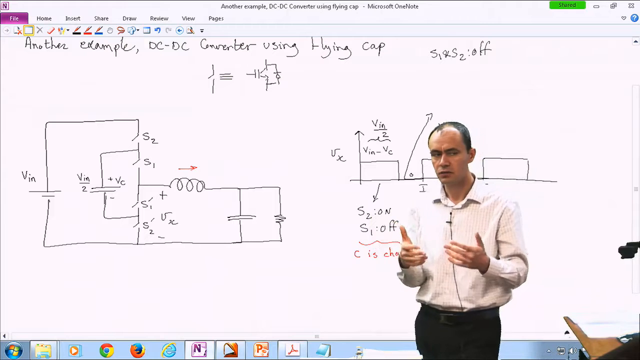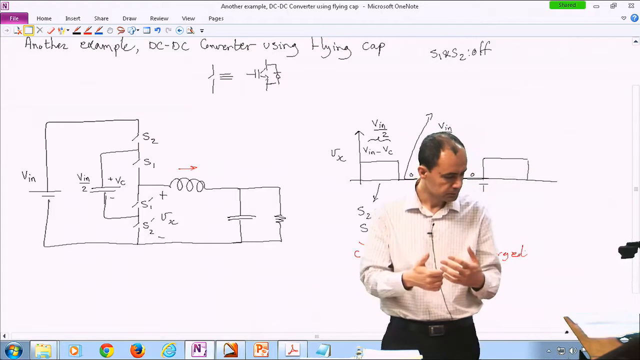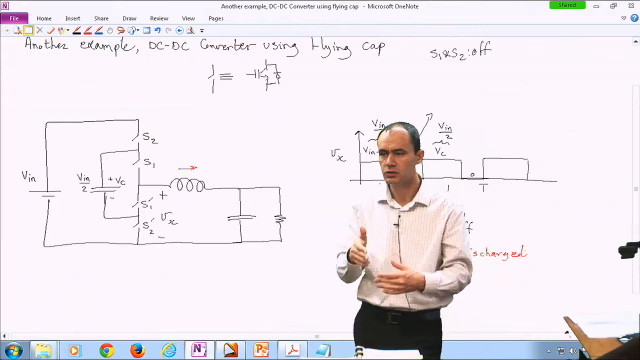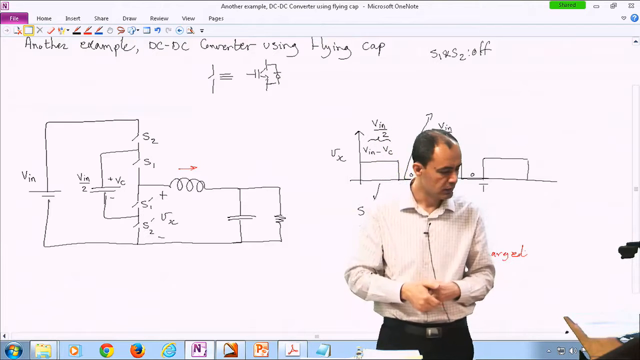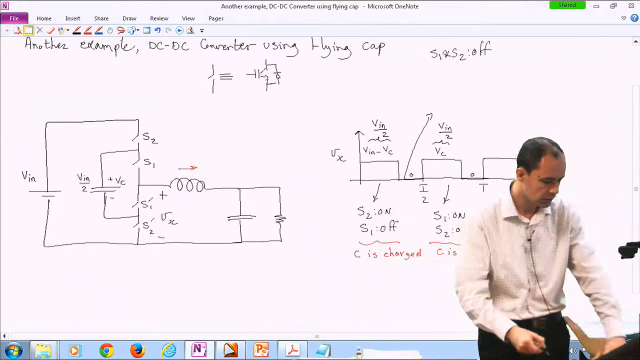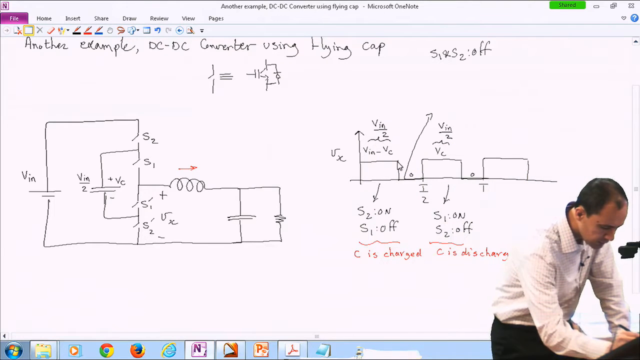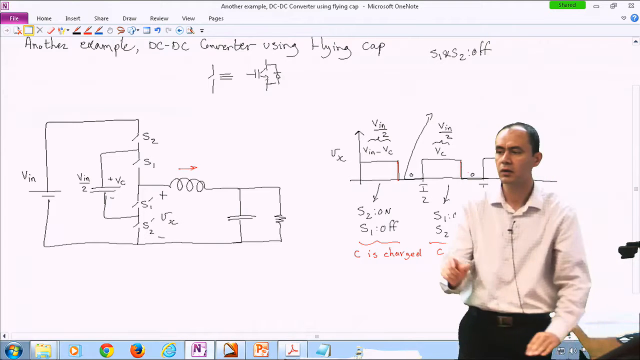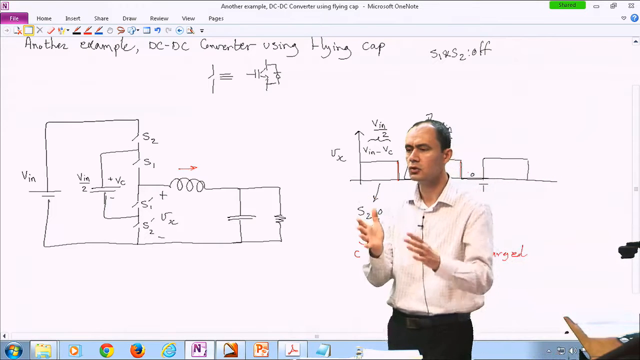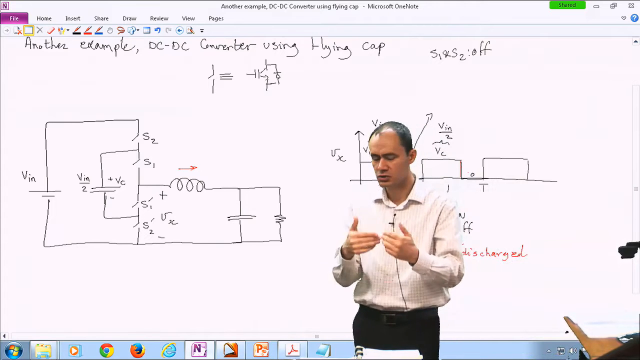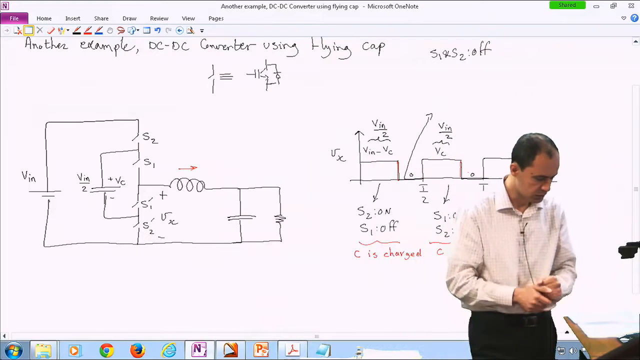But at the same time we can have a feedback loop to measure the voltage of the capacitor. Is it really at Vn over 2? Is it a little larger? Is it a little lower? A compensation network would tweak the length of this mode, for instance, compared to this mode. Make one of them a little bit longer than the other, so you're adding a little bit of asymmetry in the system to be able to charge or discharge the capacitor voltage.